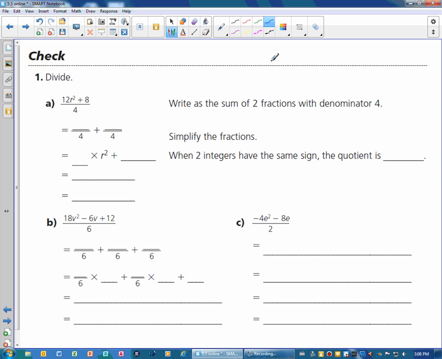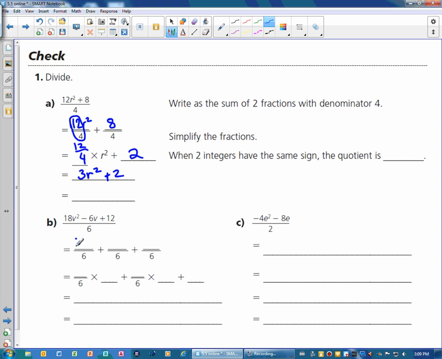All right, so 12r squared plus 8 divided by 4. They said write as the sum of two fractions with the denominator of 4, so they're doing what I said before. Just make sure you divide it into two separate fractions. So this part has to be divided by 4, and this part is divided by 4. And then this part, they're just saying it's only the 12 divided by 4 part you can do, and that's being multiplied by the r squared. And then 8 divided by 4 is 2. 12 divided by 4 is 3. 3 times r squared is 3r squared plus 2.